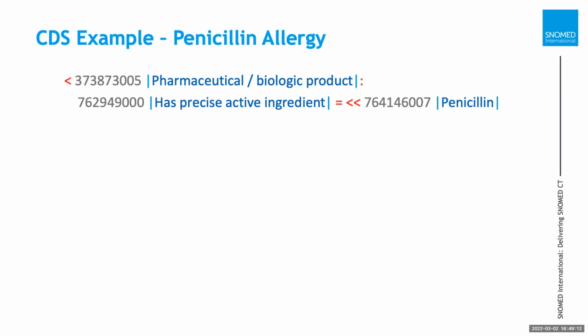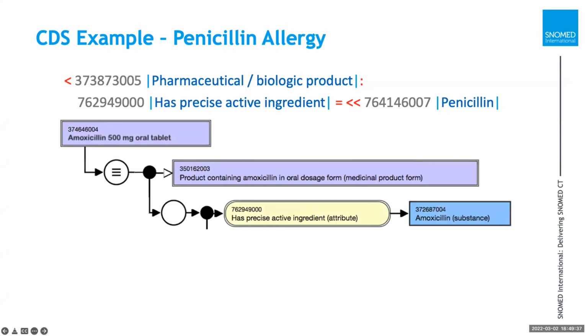As the patient is allergic to penicillin, we need to check the prescribed item to see if they contain a substance that is penicillin. We can express the test as a SNOMED CT expression constraint, as you have it here. So any pharmaceutical biological product which has a precise active ingredient, some kind of penicillin or penicillin itself. The drug model of the product that we selected, amoxicillin 500 milligram oral tablet, has a precise active ingredient of amoxicillin.